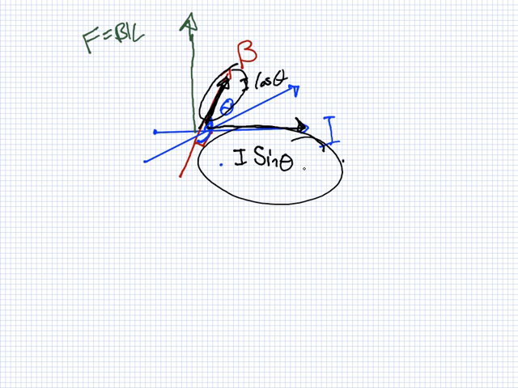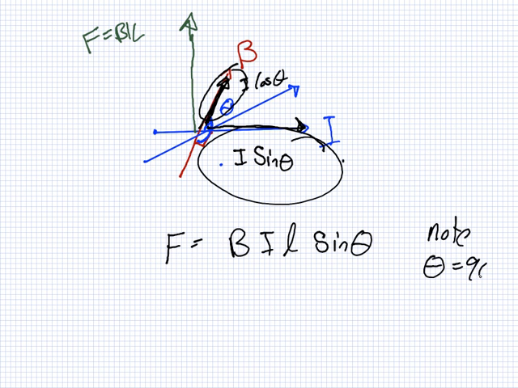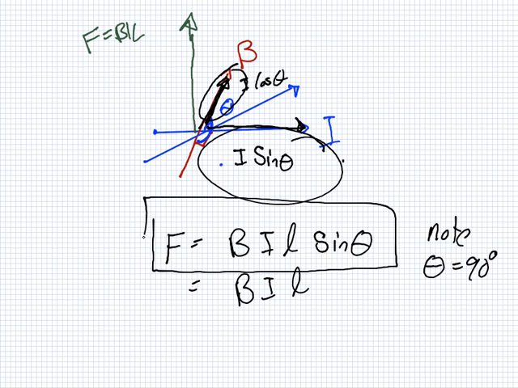Only this component matters. So in this picture here, F would be equal to BIL sine theta. And please note, this makes perfect sense because if theta equals 90 degrees, then it goes back to being BIL. So this is if they make an angle of theta, the current and the field, an angle theta between them. We have this formula. Okay, so obviously you should write this one down.